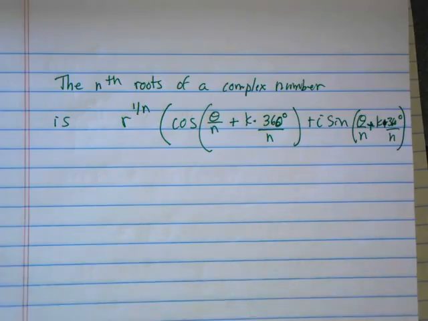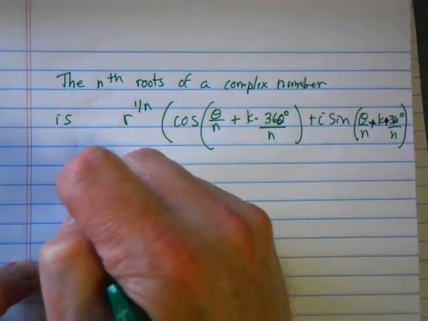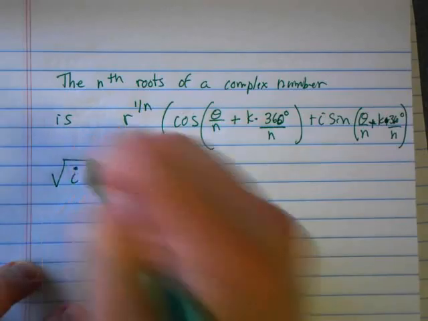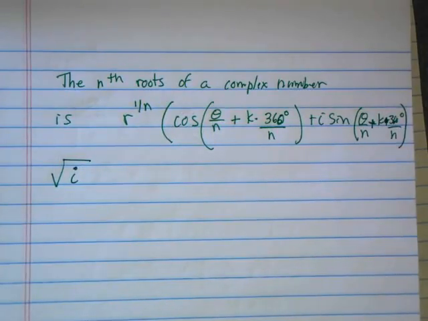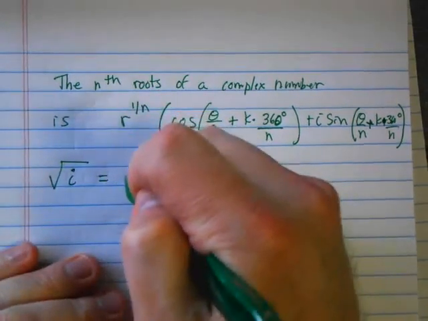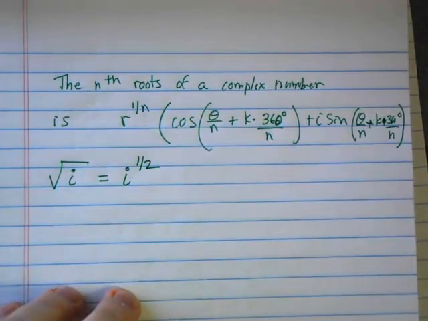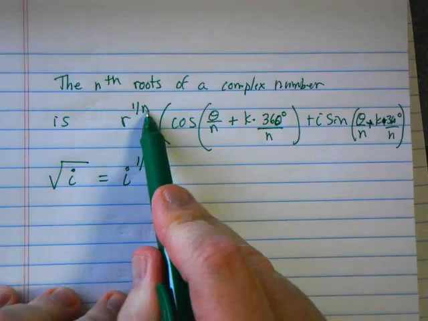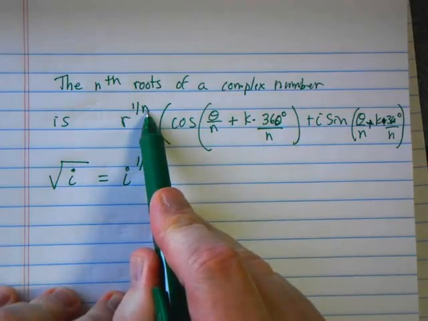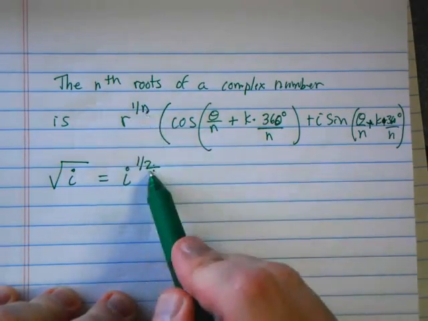So, I've had people ask me this question before. I know that I is the square root of negative 1, but what's the square root of I? Kind of a weird question, right? What's the square root of I? Well, this would be I to the 1/2. So n is the number 2. N is 2 in this case.